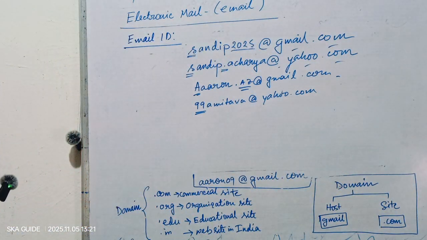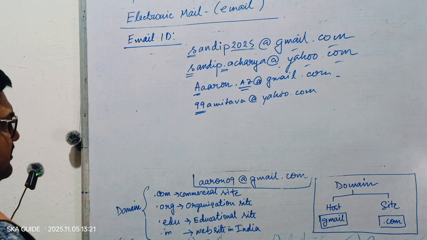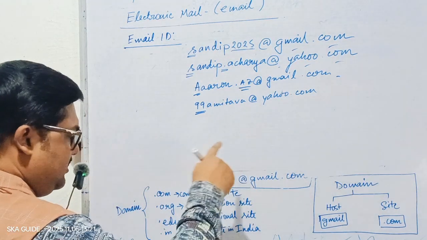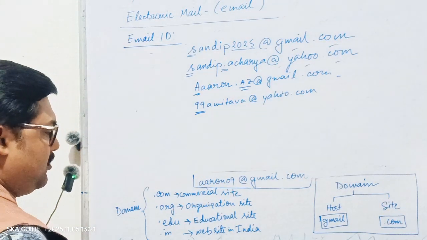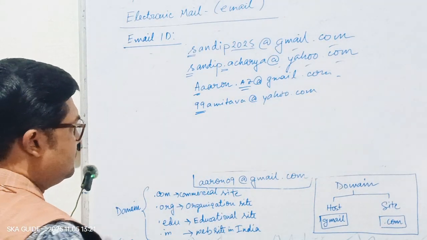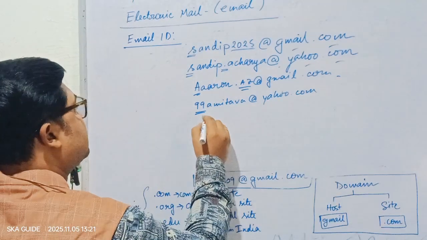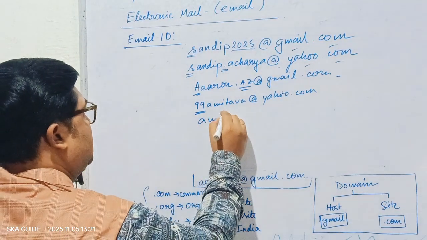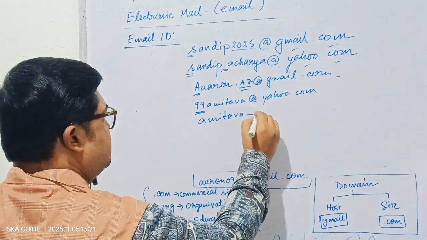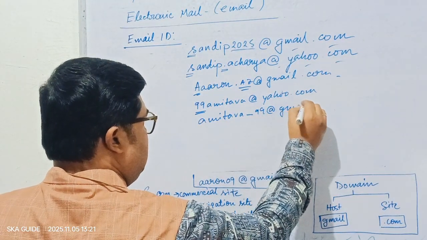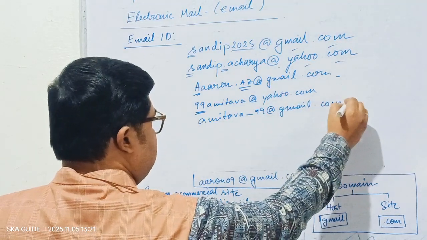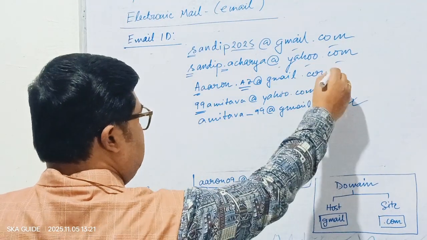Okay. So 0 to 9, any number you can use in your email ID. A to Z in small letters, you can use underscore. Okay, like this, Amitabh underscore 99 at the rate gmail.com. It is acceptable.